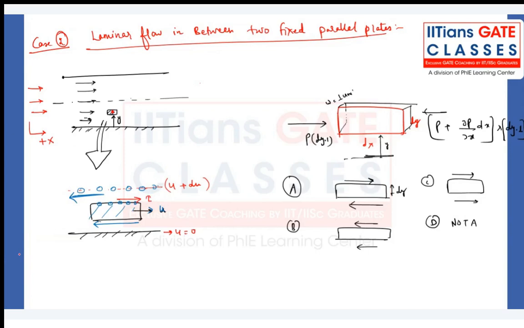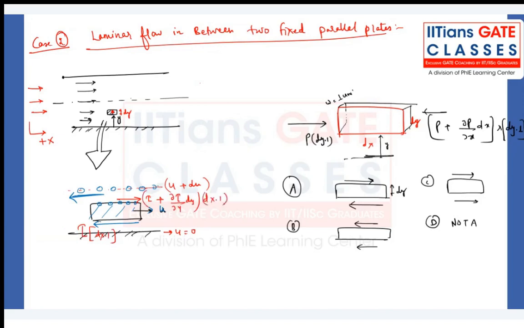But here you have the variation with respect to dy. So here we have tau into area, let's say dx into 1. So here you will have tau plus dou tau by dou y into dy, into dx into 1. Shear stress into area. No, no, no.